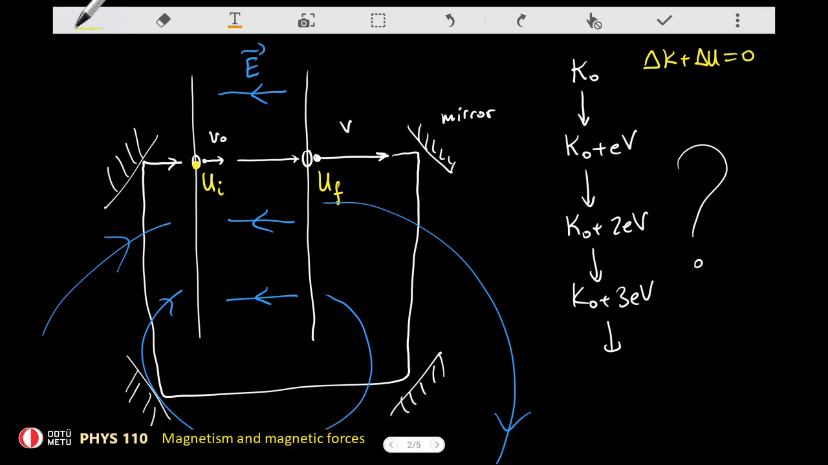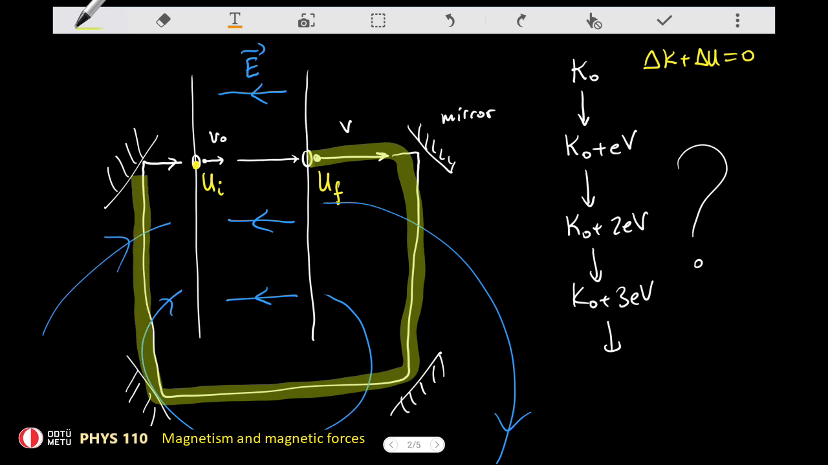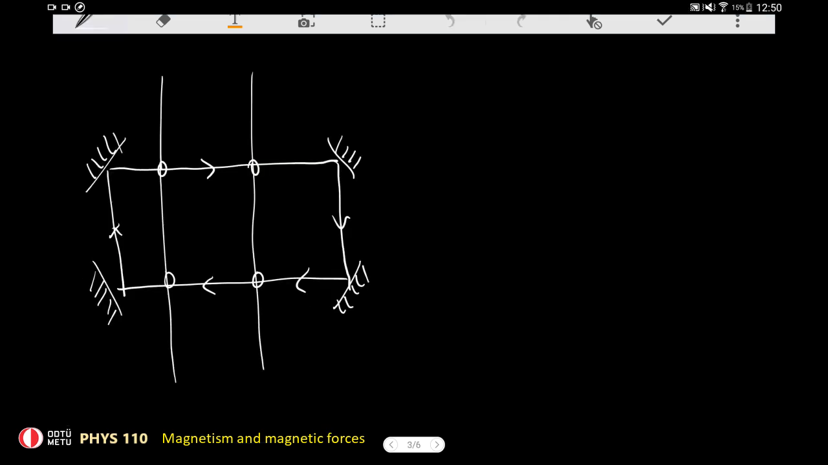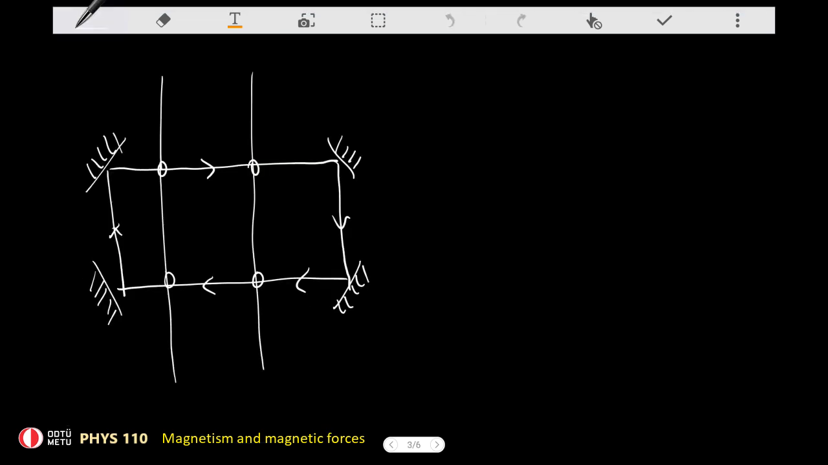So in this stage, electrons are moving against the electric field. So therefore, the force on them is parallel to their motion. So therefore, they speed up, right? But in this stage, they are moving parallel to the electric field. So therefore, the force applied on them will be opposite to their motion. So therefore, they are going to slow down. So as a result, as long as the electric field in here is static, this design is not going to work. However, this design will work.